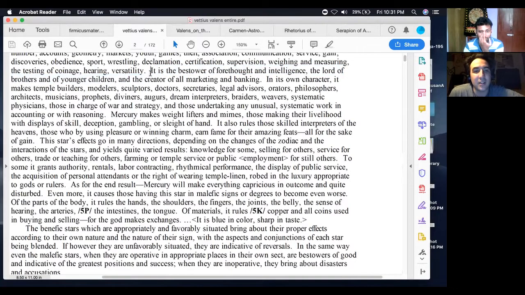Geminis are constantly too. I'm not a Gemini, but Geminis, they're doing everything. They're studying everything, just so many things. Very, very common thing: a rising or a prominent Gemini. It is bestower of forethought and intelligence. Yes, I think I love that. It is prophetic. It can be a prophetic planet.